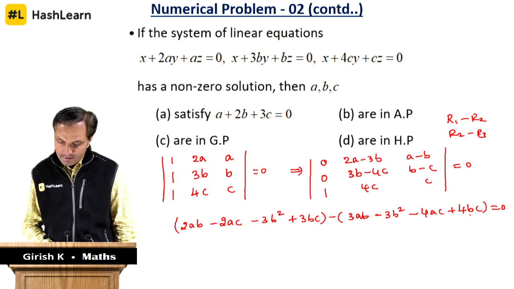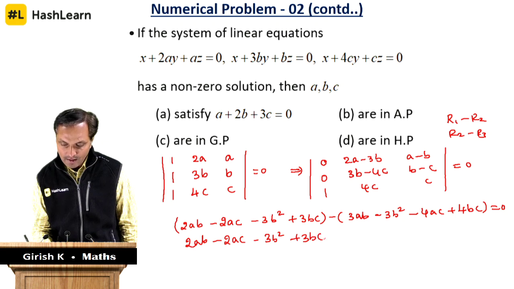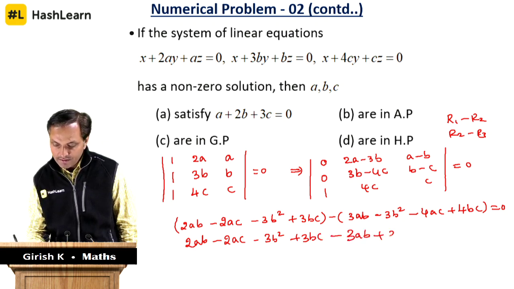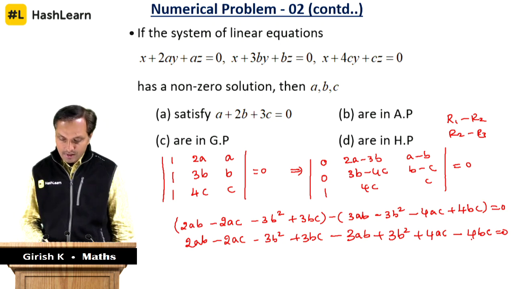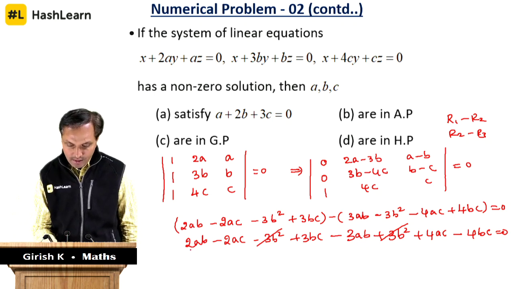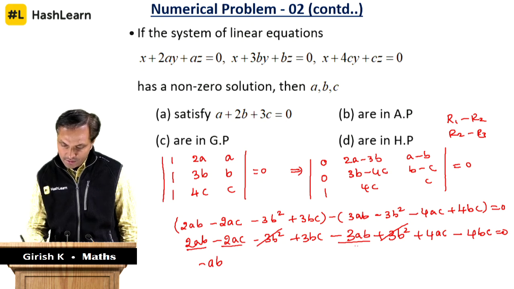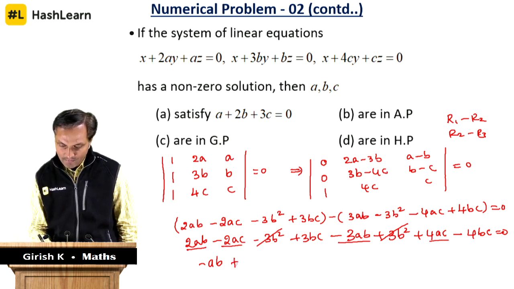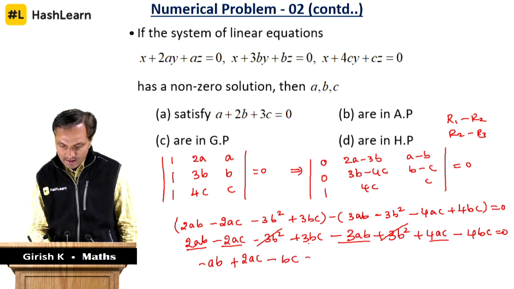Now make a note of these terms. What are the terms you are getting? 2ab minus 2ac minus 3b square plus 3bc minus 3ab plus 3b square plus 4ac minus 4bc is equal to 0. You can cancel this 3b square with the plus 3b square, and this is 2ab minus 3ab, you will have minus ab. This is minus 2ac, this will give you plus 4ac, so plus 2ac, and 3bc with minus 4bc will give you minus bc is equal to 0.